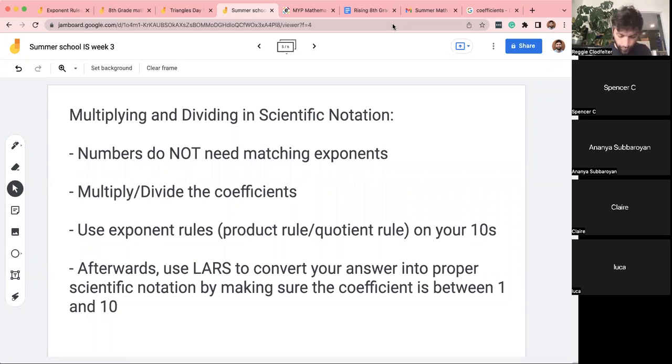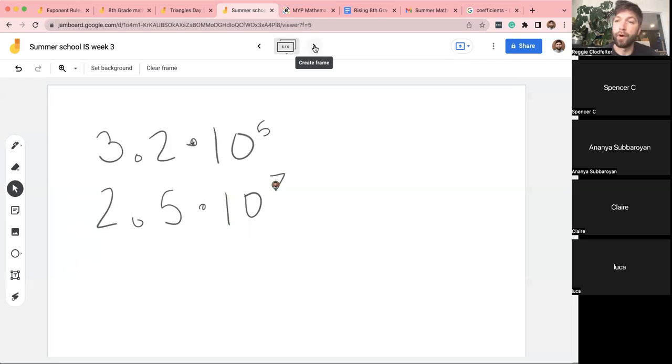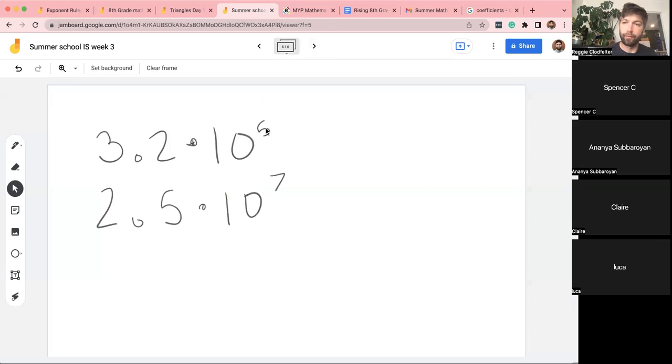All right. So I'll show an example of multiplying and dividing in scientific notation. Say I have the numbers 3.2 times 10 to the 5th and 2.5 times 10 to the 7th. And I want to multiply these two numbers. So the first thing is the numbers do not need matching exponents. So I don't need to worry that one is 10 to the 5th and one is 10 to the 7th. I can just multiply them.